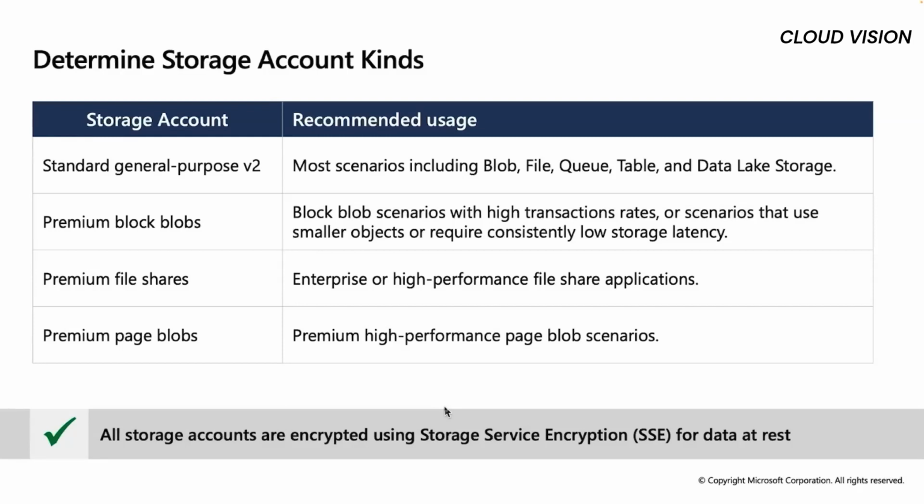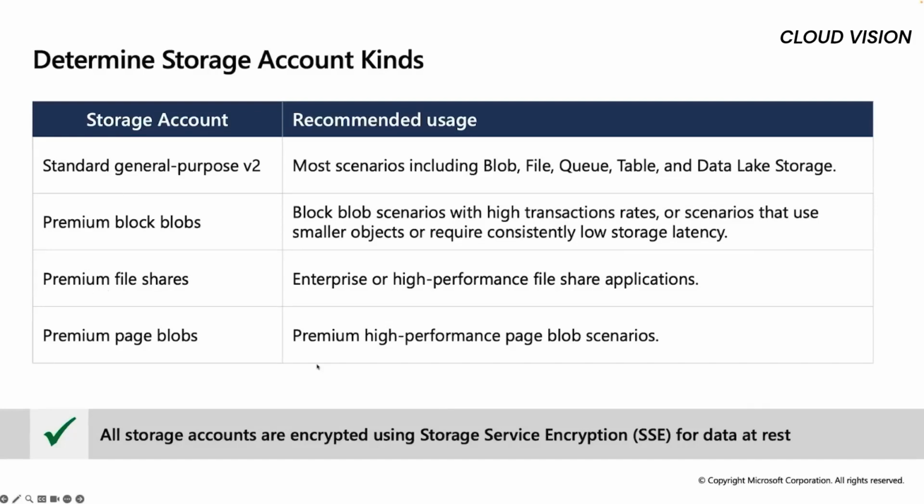Block blobs are for when you need low latency and storage consistency; those scenarios can be covered using this storage. File share, as the name suggests, is more like enterprise, high performance file share. And page blobs are high performance, again a blob scenario. So these are the premium features and the standard features, and you need to look at them based on your requirement. Say if I'd like to implement a file share, then premium file share is one of your selections.